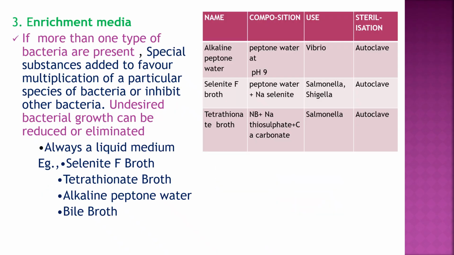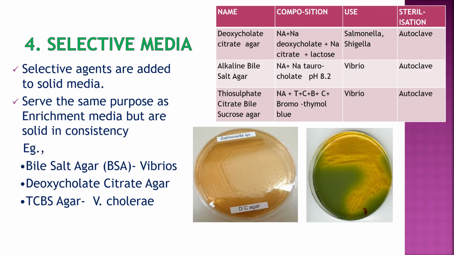And if more than one type of bacteria are present, special substances are added to favor the multiplication of a particular species of bacteria or to inhibit the other bacteria. So they are called selective media. Examples are selenite F broth, tetrathionate broth, alkaline peptone water, and bile broth.